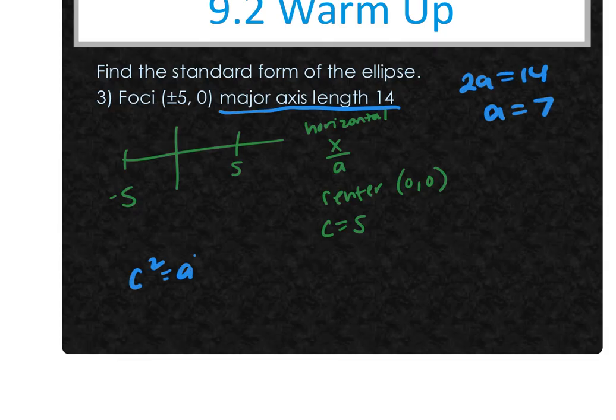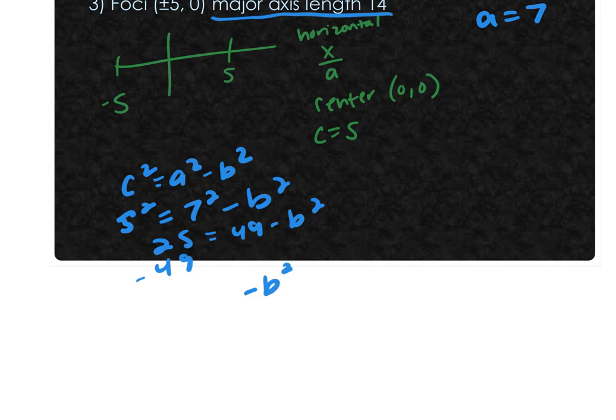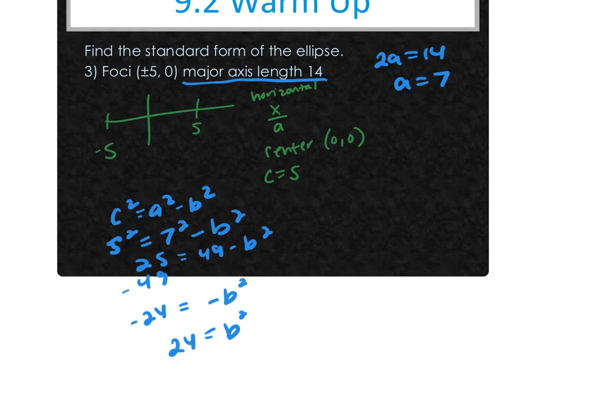c squared equals a squared minus b squared. So 5 squared would equal 7 squared minus b squared. 25 equals 49 minus b squared. Subtract that 49. Negative b squared equals -24. So b squared equals 24. So again, a's under the x. So x squared over a, which was 7 squared is 49, plus y squared over the b squared, 24 equals 1.